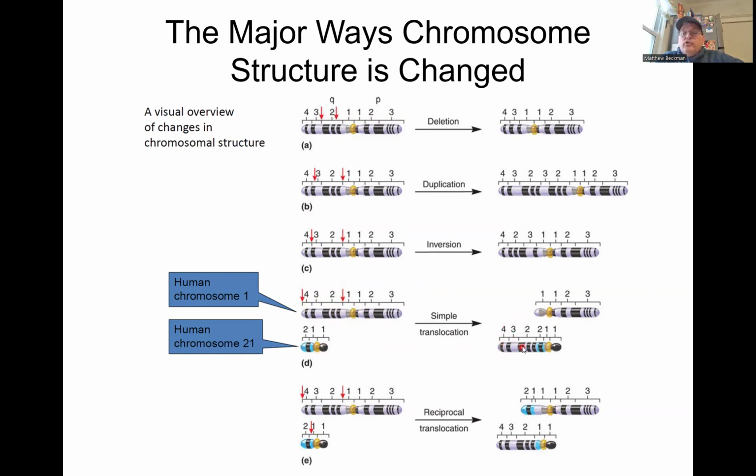You can see it, 4, 3, 2, 4, 3, 2 between the red arrows. And then it tacks on to this 2, 1 and makes a new chromosome. The other one lost some material. Now, that's a simple one-way translocation, but what about reciprocal translocations? Well, that's where each chromosome gives the other part of itself.